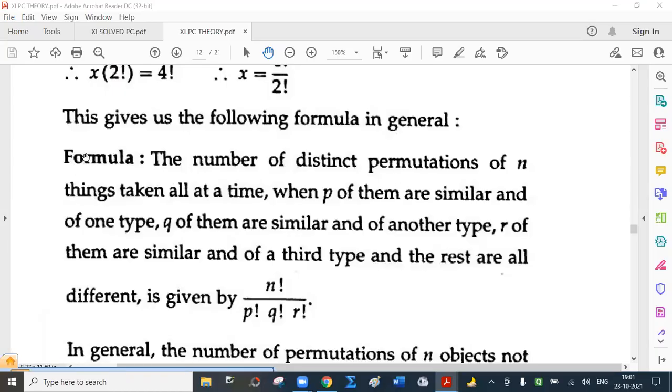Just write down this formula. The number of distinct permutations of n things taken all at a time, when p of them are similar and of one type, q of them are similar and of another type, r of them are similar and of the third type, and the rest are all different, is given by n factorial upon p factorial into q factorial into r factorial.